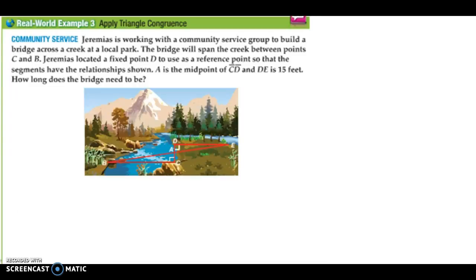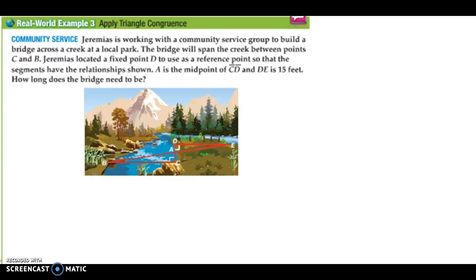Example 3. Jeremias is working with a community service group to build a bridge across a creek at a local park. The bridge will span the creek between points C and B. Jeremias located a fixed point D to use as a reference point so that the segments have a relationship shown. A is the midpoint of CD and DE is 15 feet. How long does the bridge need to be?